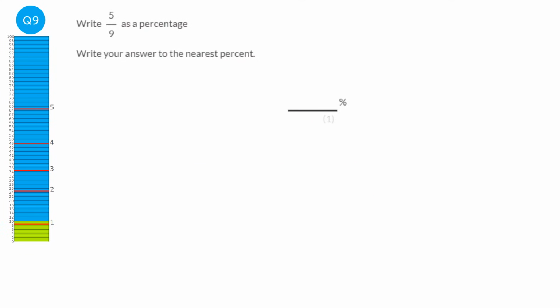So we're going to start by writing 5/9 as a decimal, and to do that we just need to do 5 divided by 9, which will be 0.5 recurring.